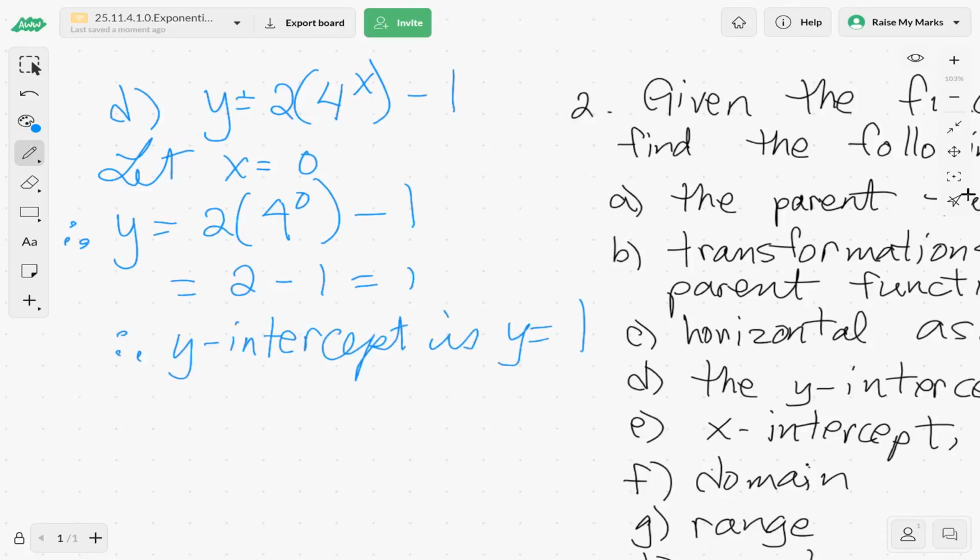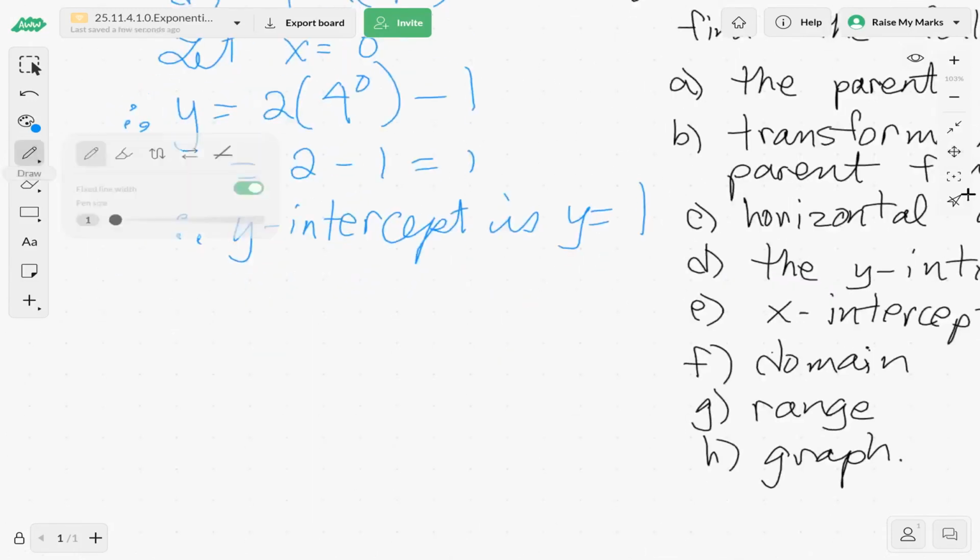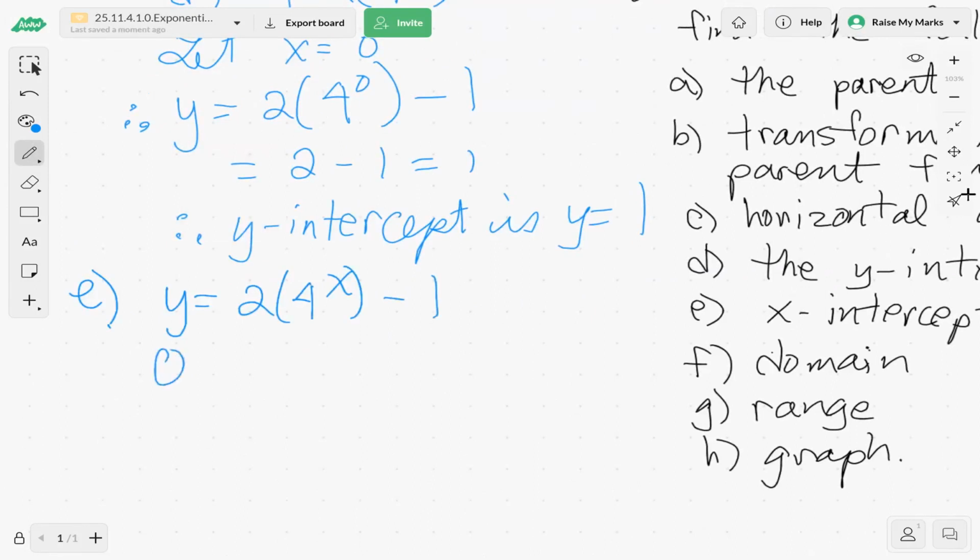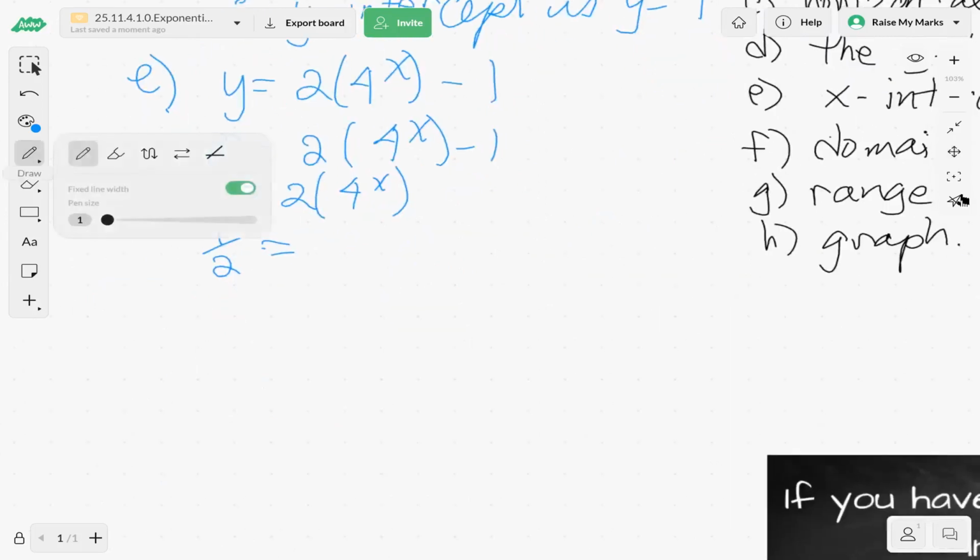All right. And part E, the x-intercept. So how do we find the x-intercept? For the x-intercept, we let y equal 0 and we solve for x. So again, y equals 2 times 4 raised to the power x minus 1, let y equal 0. And let's see what happens here. Okay, let's solve for x. So we can bring the negative 1 over to the left-hand side. Divide both sides by 2, so we get 1/2 equals 4 raised to the power x. Again, I did not leave enough space for this question.